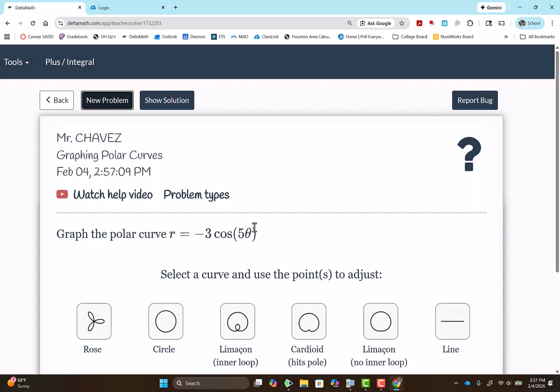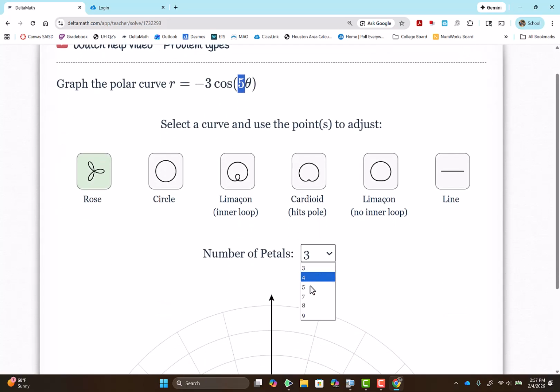Look at this, -3 cosine 5 theta. Is that an odd or an even number? What type of shape, by the way, do I get? It's a rose. If it looks like this, it's a rose. If that 5 would not have been there, it would have been a circle. That 5 turns it into a rose, and now that 5, it's an odd number, so how many petals am I going to have? 5. So there it is, 5.